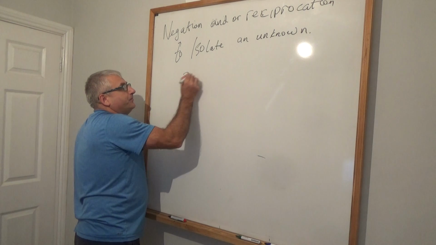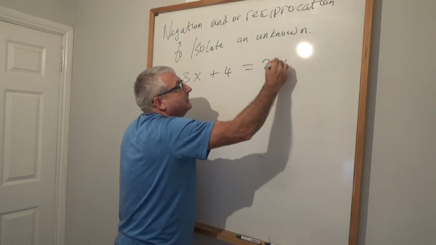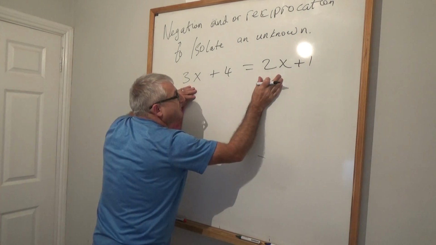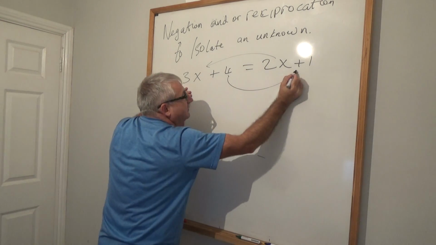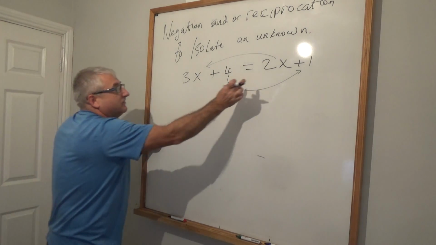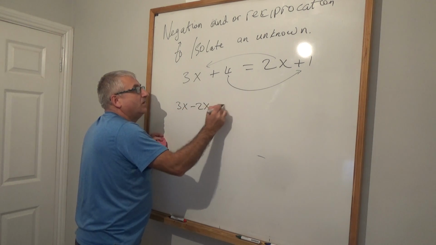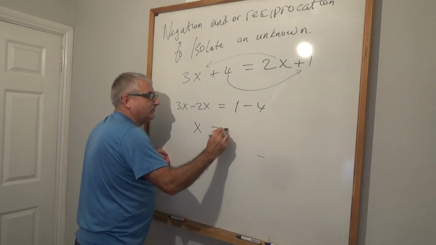Okay, part 3. So we're going to negate the x's, and our policy will be bring that way, and negate the numbers, or at least we'll negate that 2x to give me 3x take 2x. And we'll negate that 4 to give me 1 negative 4. x equals negative 3.